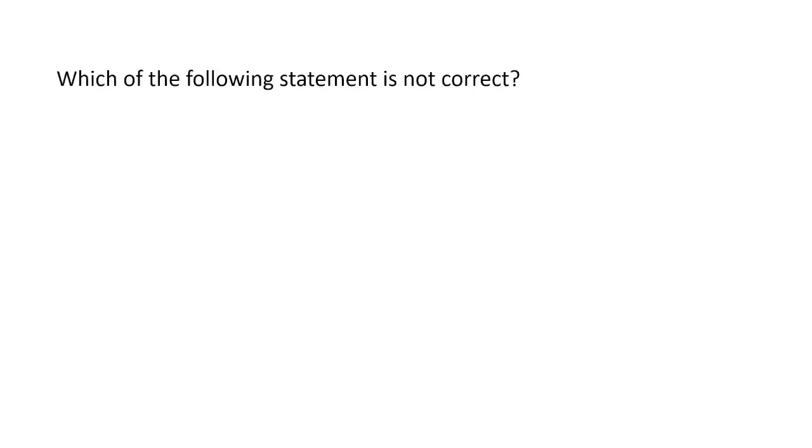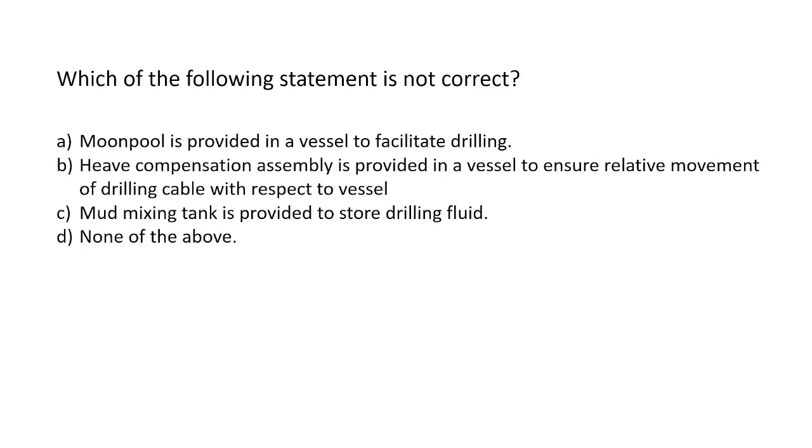Next question is, which of the following statements is not correct for the vessel layout? So options are: moon pool is provided in a vessel to facilitate drilling. Heave compensation assembly is provided in a vessel to ensure relative movement of drilling cable with respect to the vessel. Mud mixing tank is provided to store drilling fluid, or none of the above. Which is not correct? Option C, mud mixing tank is provided to store drilling fluid. This is not correct.